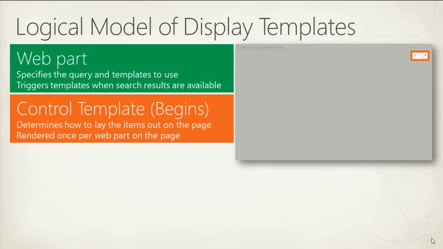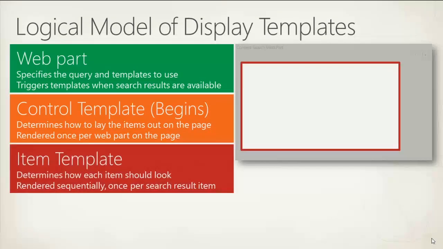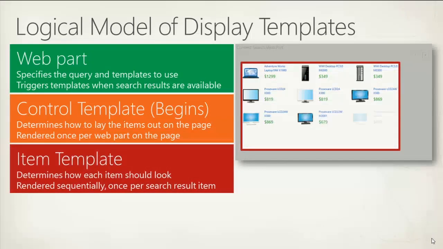You're going to get one, its JavaScript is going to execute once. The HTML is going to get rendered once. And then the items themselves are going to pop in. They're going to go a lot faster than I've shown on the slide here. But the item template determines how each item coming back from search should look. In this case, you can see we've got picture and text and other data coming back.